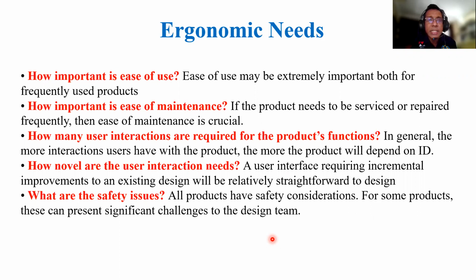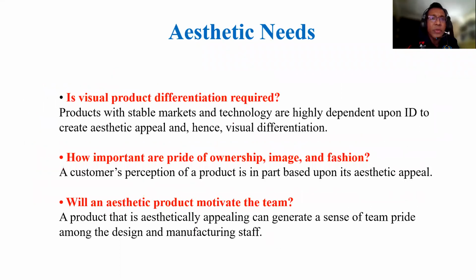So that is on the ergonomic needs, but we also have the aesthetic view of the product. So we call it aesthetic need. It's a visual product differentiation requirement. So products in stable markets and technology depend highly on ID to create aesthetic appeal and visual difference. So that is number one. And number two, how important are pride of ownership, image and fashion.